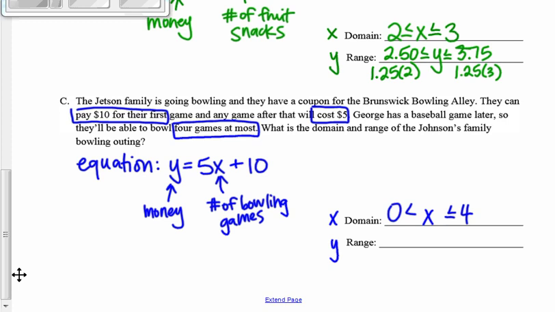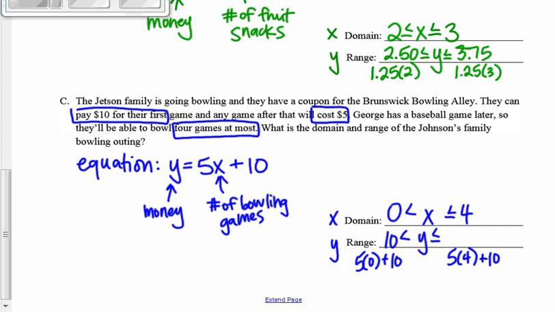For the range, we're going to plug in these values to the equation we wrote. So starting with 0, 5 times 0 plus 10 would give us 10. Now, because 0 games is technically not an option, 10 is technically not an answer. So it's going to follow whatever the domain symbols are. And then on this end, because we did have an equal to 4, we are going to have an equal to on this end because there is a clear maximum, and the clear maximum would be 4 games total.